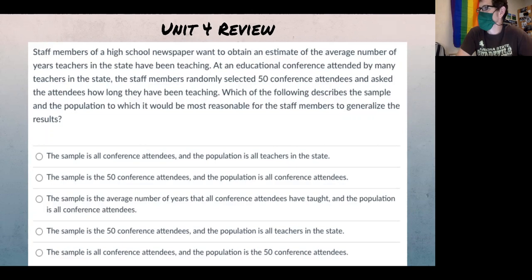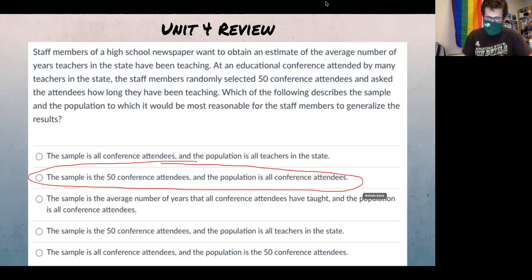Okay, so here we are. We've got some questions from Unit 4 I want you to look at. We'll just go through a few of these. Because the population this was selected from were only teachers at this conference, the only thing we can generalize this to is the conference attendees. So the answer is B. The sample is the 50 conference attendees, but the population is the conference attendees. If we wanted it to be all the teachers in the state, we would have had to randomly sample across the entire state.